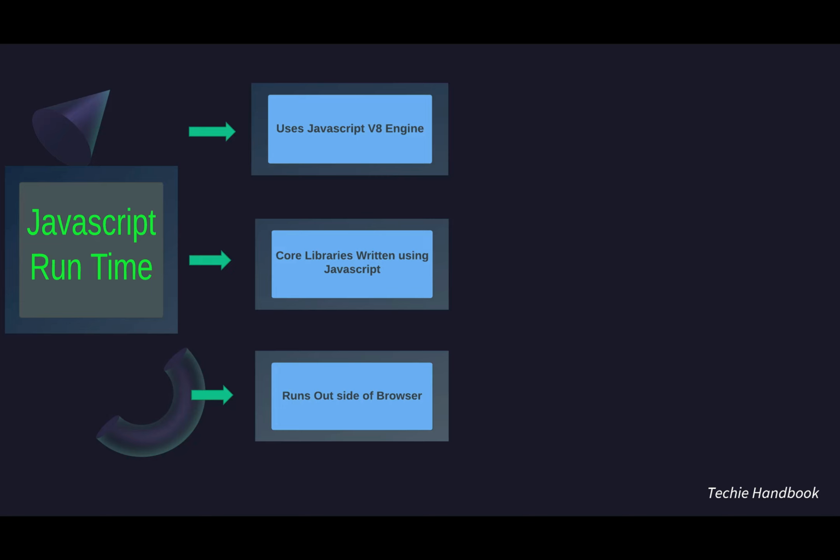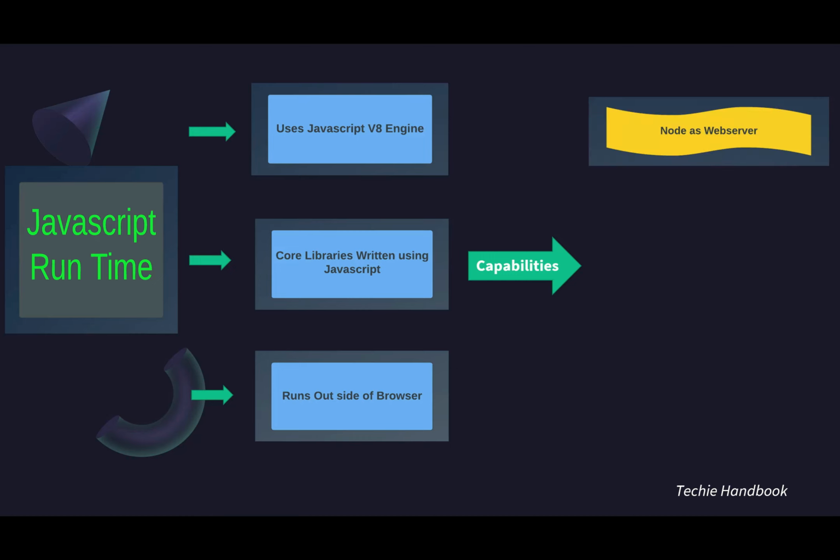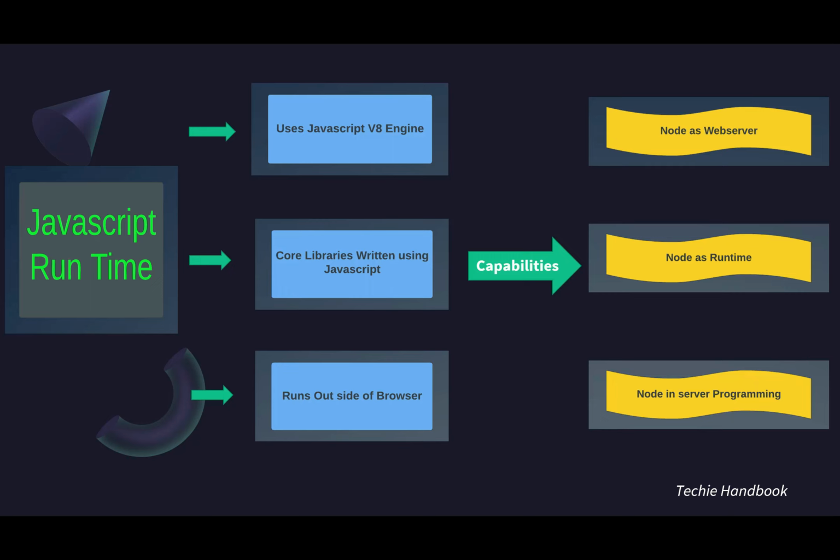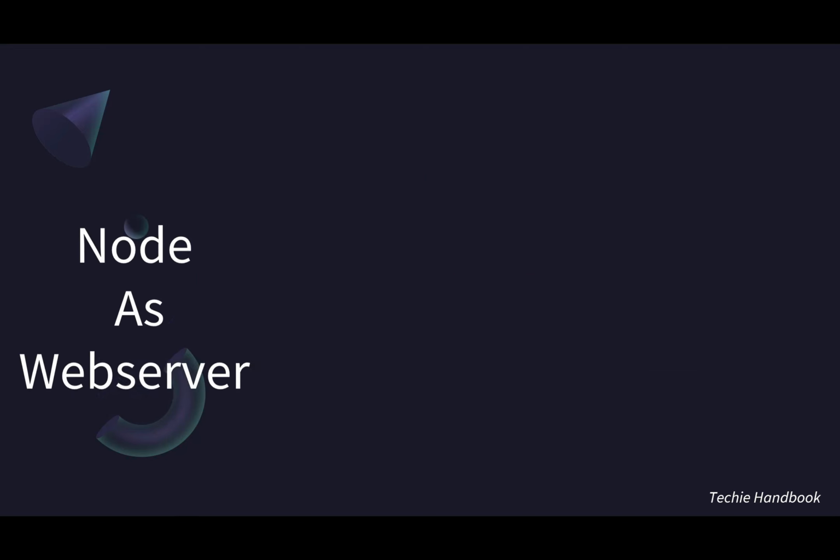Now let's understand what are the capabilities. Node has three important capabilities. One is Node can behave as a web server for web applications. Second, Node can act as a language runtime. It has a lot of capabilities to support the programming environment. Third, Node is used in server-side programming using JavaScript. These are the three major capabilities of Node.js. Let's understand them one by one in detail.